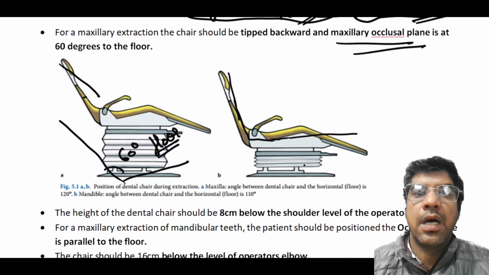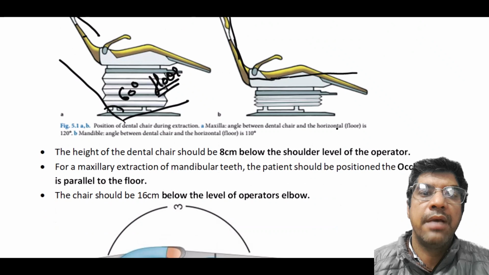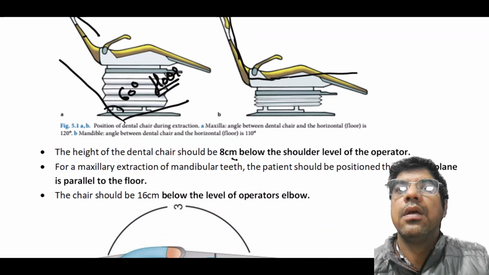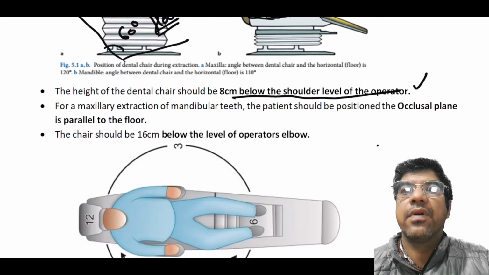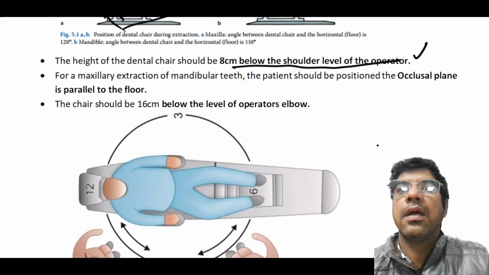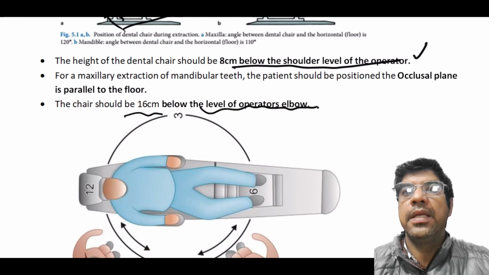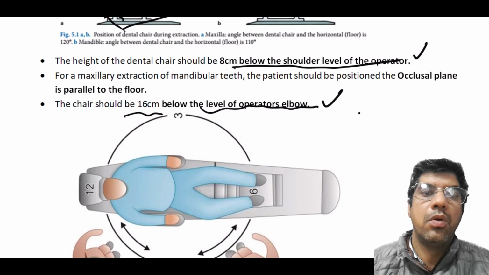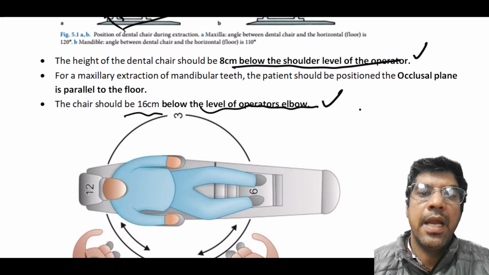Now what should be the height of the dental chair? For maxillary teeth extraction, the occlusal level should be 8 cm below the shoulder level of the operator. For mandibular teeth, the chair should be below the level of the operator's elbow. The height of the patient's mouth should be at or slightly below the operator's elbow.